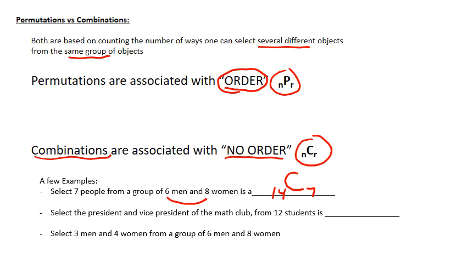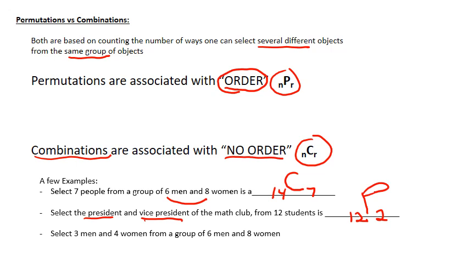The next one, select the president and vice president of the math club. We're going to choose them from 12 students. This is a permutation. Why? Because when you get selected, you are being labeled differently. The first one is the president. The second person selected is the vice president. I'm choosing from 12 people. How many am I choosing? 2. Once again, you have a calculator. Calculate your answer. All right?